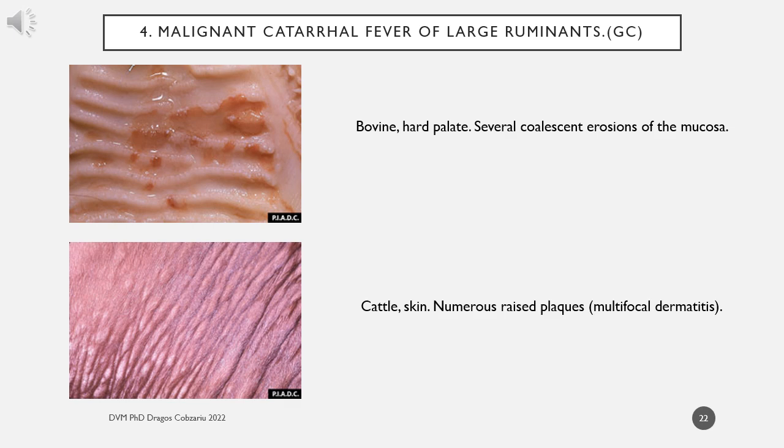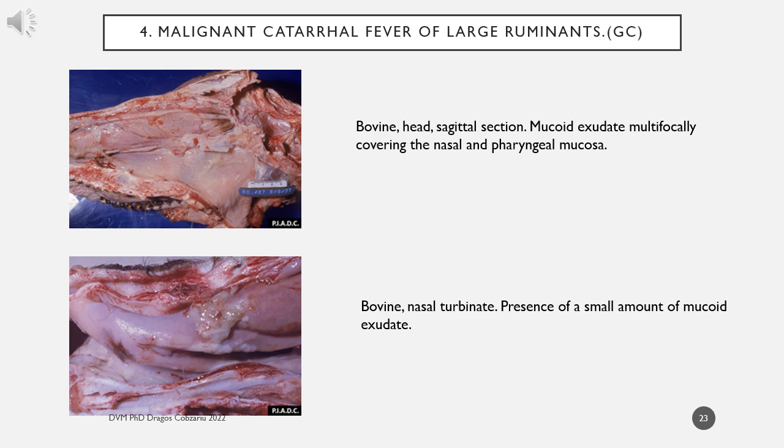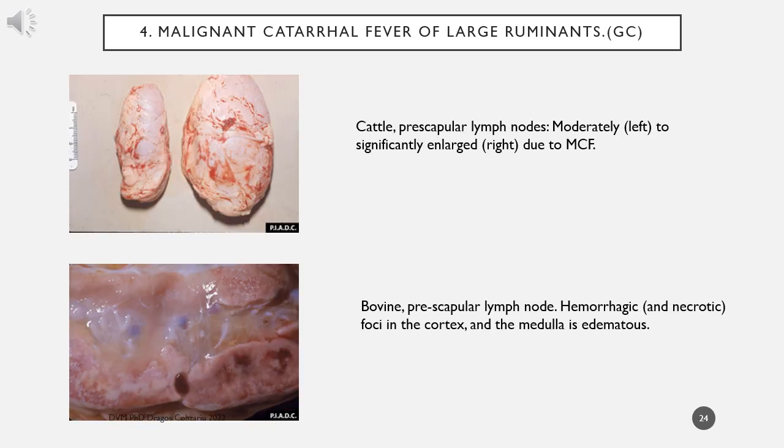Cattle, skin. Numerous raised plaques, multifocal dermatitis. Bovine, head, sagittal section. Mucoid exudate multifocally covering the nasal and pharyngeal mucosa. Bovine, nasal turbinate. Presence of a small amount of mucoid exudate. Cattle, prescapular lymph nodes, moderately enlarged, left, to significantly enlarged, right, due to FCM. Bovine, prescapular lymph node. Hemorrhagic and necrotic foci in the cortex, and the medulla is edematous.